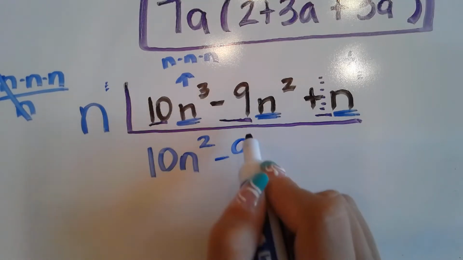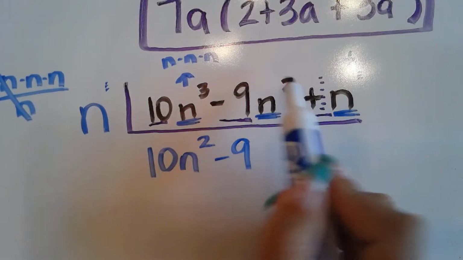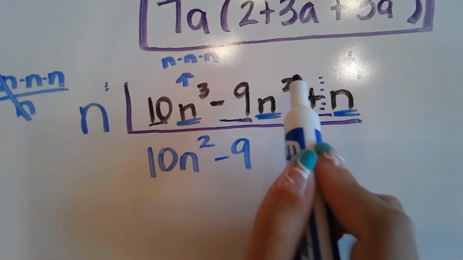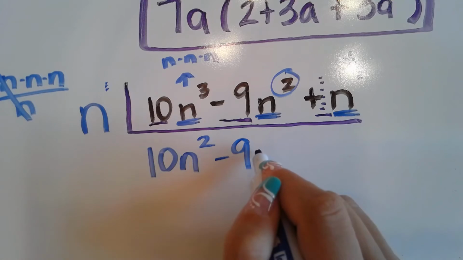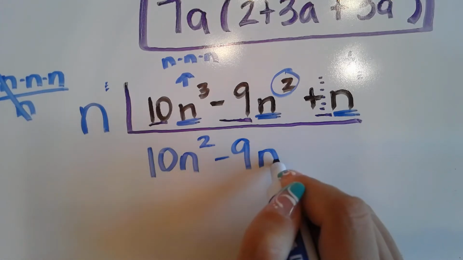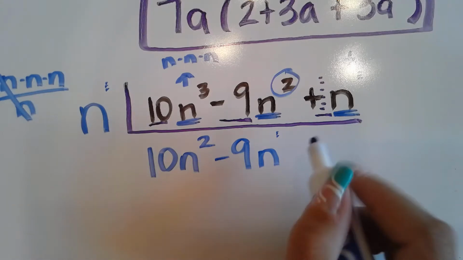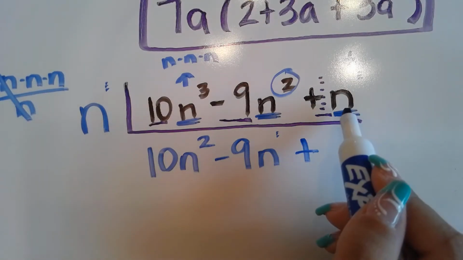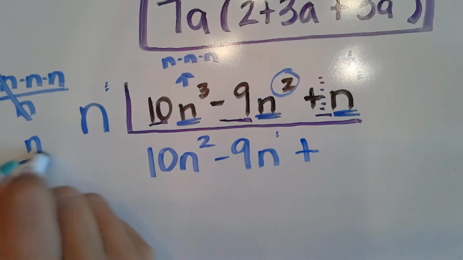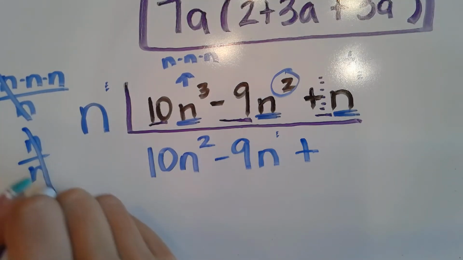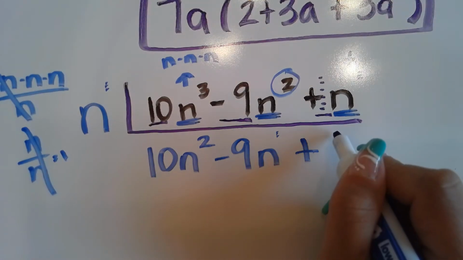Minus 9, because we're not doing anything with our coefficients. n squared divided by n to the first, and we're looking at our exponents, we are subtracting, so 2 minus 1 is going to be 1, so we're going to have n, and then, to the first, if we've got to put in our imaginary 1, plus n divided by n. And again, n divided by n, anything divided by itself, it cancels out to equal 1, so it would be 1.